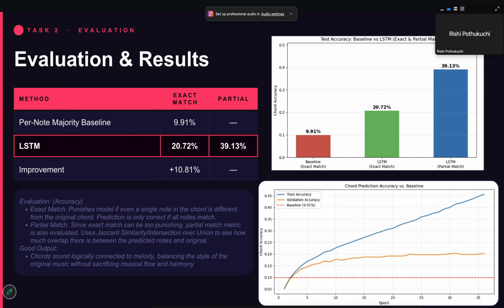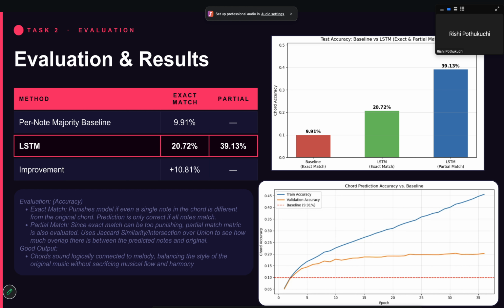Second, because exact match was too punishing, we implemented a partial match metric. Our code uses Jaccard similarity, or intersection over union, to see how much overlap there is between the predicted notes and the original notes. As shown in the bar chart, our model hits a 39.13% partial match accuracy. And as you can see, this proves that the model has somewhat successfully learned the underlying musical structure to generate good, logically connected outputs.